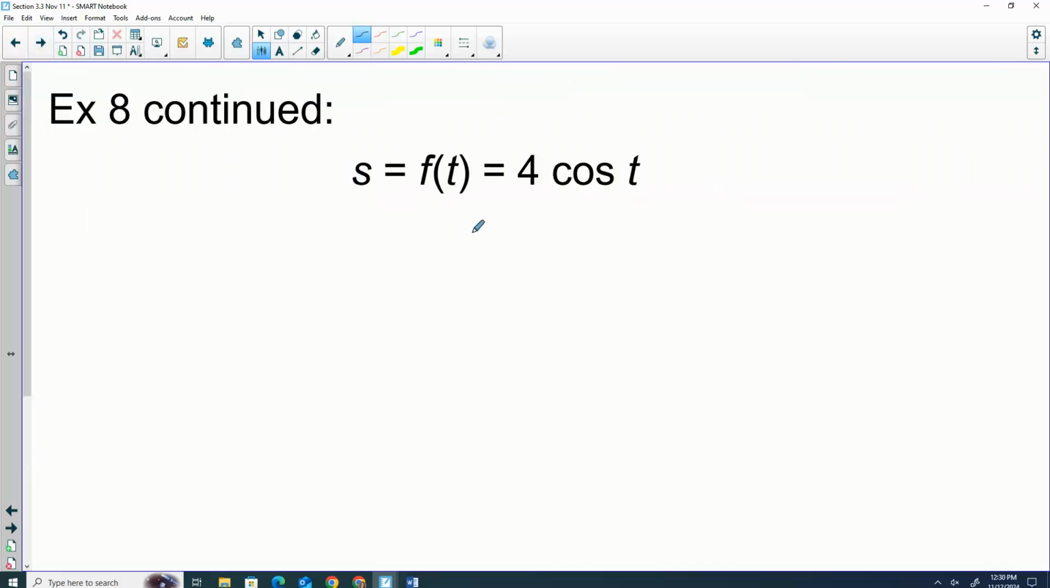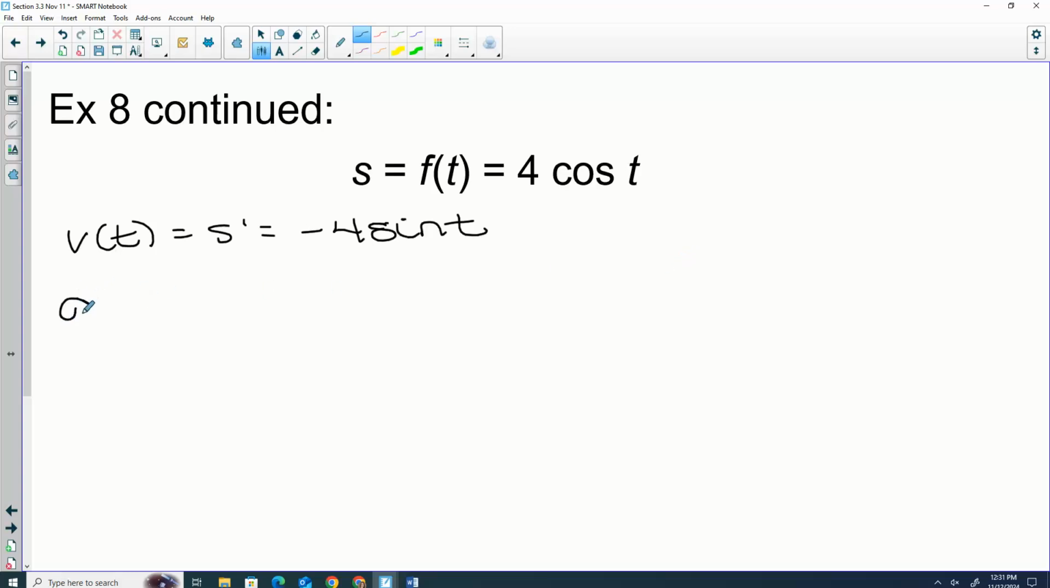I think on the next slide I actually gave you room to work. How do we find velocity? Velocity is just our first derivative. What's the derivative of cosine? Negative sine. So what happens to my 4? It just stays up there. Negative 4 multiplies them. So it's negative 4 sine of t. Do I need to show how I got that? I just took 4 times negative sine t.